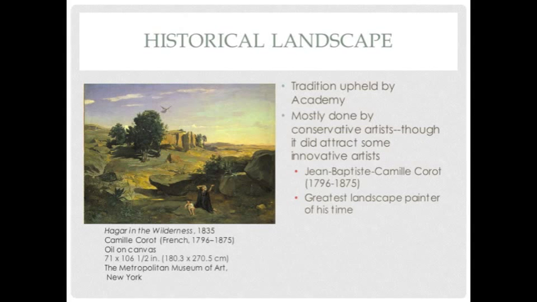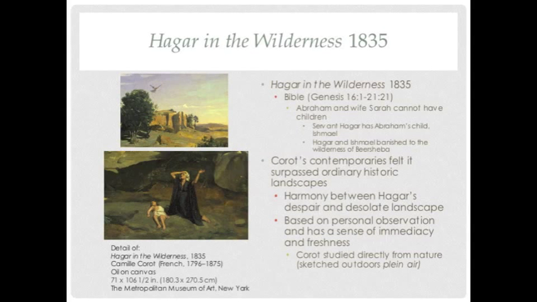The painting on the left is Hagar in the Wilderness. It is from 1835, and it shows the story of Hagar, who was the servant of Abraham. It shows the biblical scene of Abraham and Sarah, who couldn't conceive a child, and so she had the servant of Abraham, Hagar, sleep with Abraham, and they had a child together called Ishmael. And then Sarah asked Hagar. It is a historical painting because it depicts a biblical scene, but it is also a landscape painting.